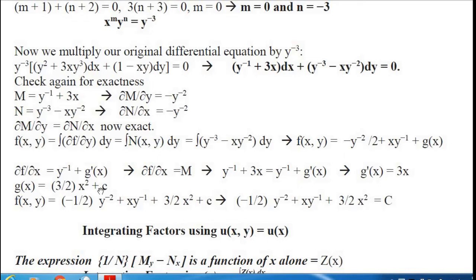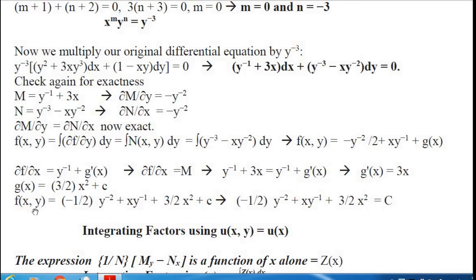So write it here. Then we have dou f by dou x. So we differentiate this one partially with respect to x, giving from this one y raised to minus 1 plus the derivative of g of x with respect to x, g dash x. But we have dou f by dou x is M. So y raised to minus 1 plus 3x is M, equal to this one. From this expression we shall get g dash x as 3x. Now what is g of x? Integrate this one with respect to x, giving 3 by 2 x square plus c.